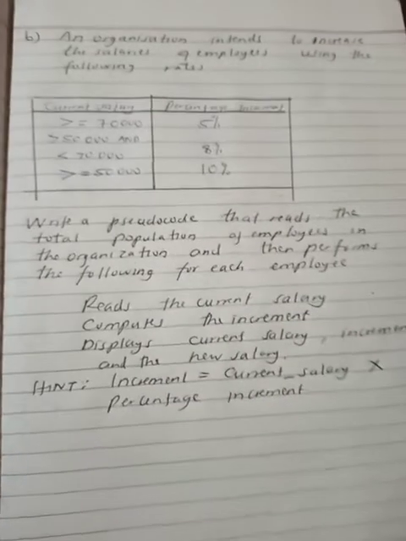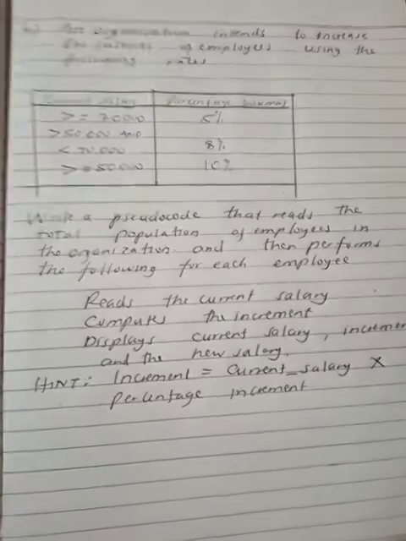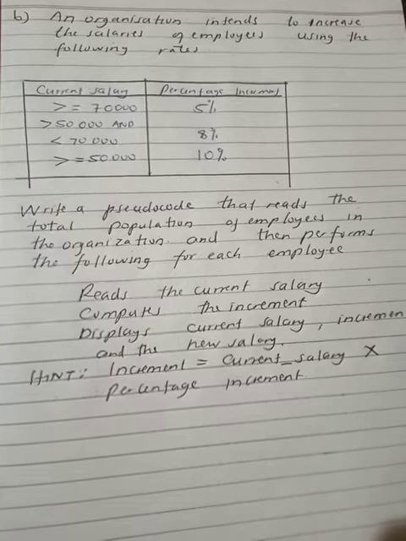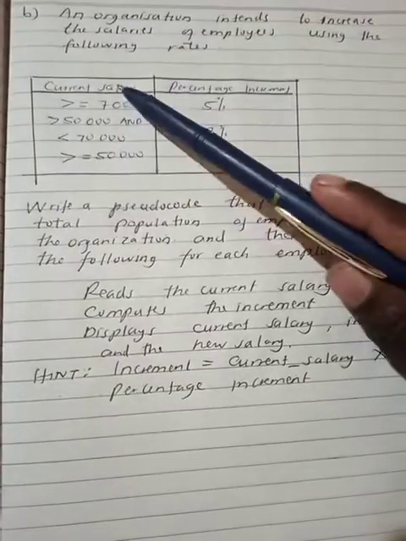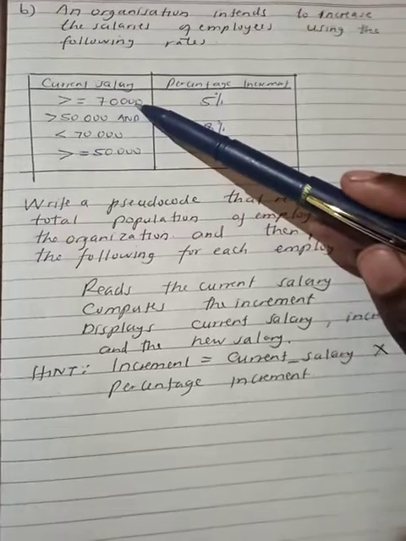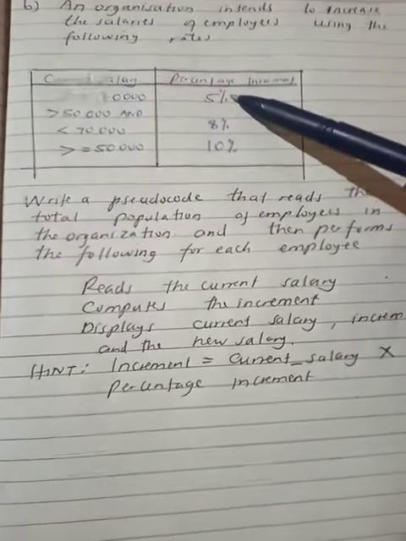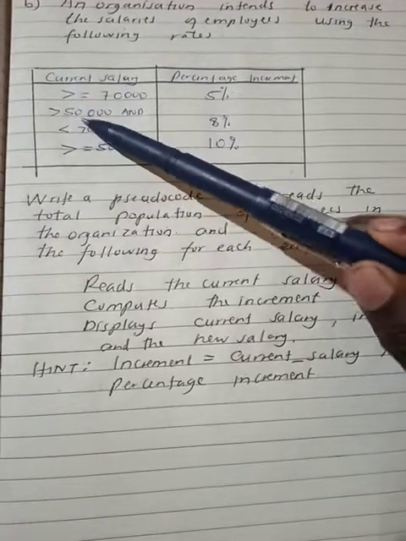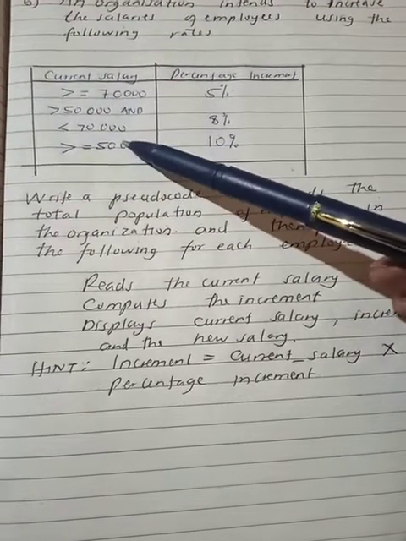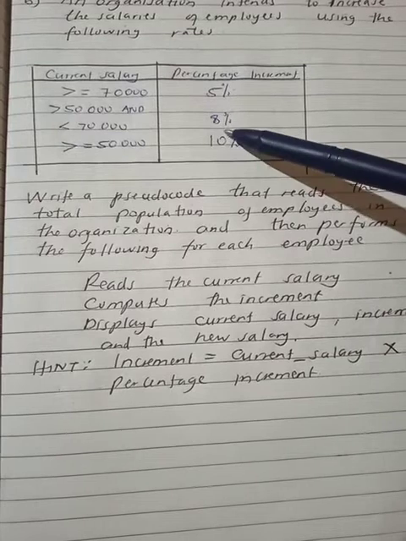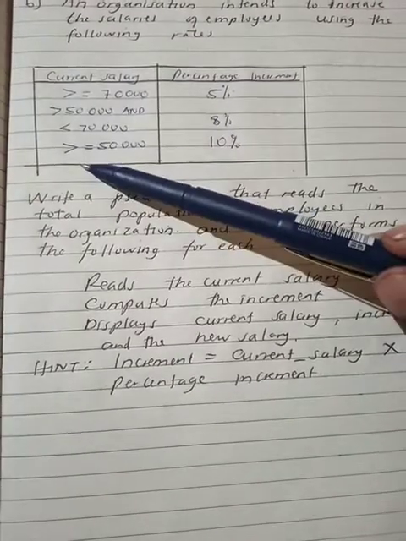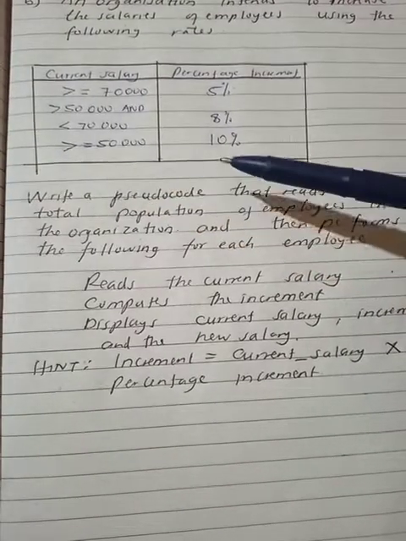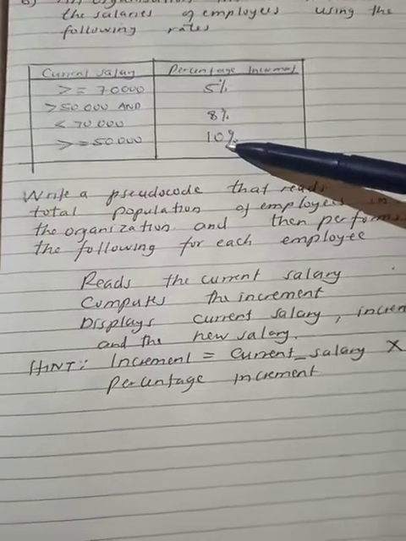So the second part of the question, you are given a story. An organization intends to increase the salaries of employees using the following rates. The rates are given in the table. For a current salary that's more than or equal to 70,000, we have a 5% increase. For any salary that's more than 50,000 and less than 70,000, we have an 8% increment. For any salary that's less than 50,000, we have a 10% increment.